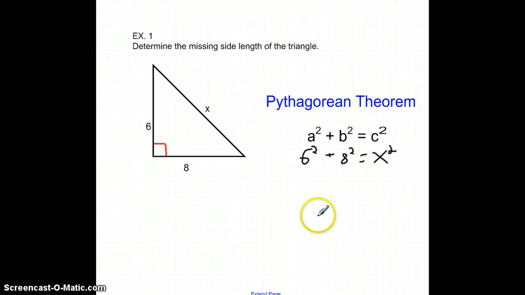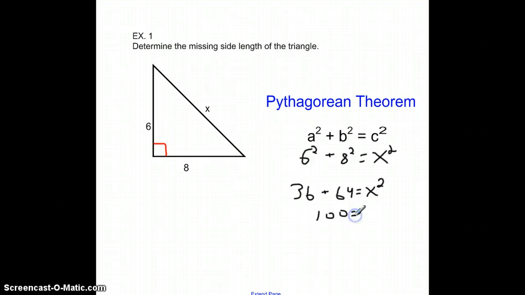All right, and here we just go through and do our math. 6 squared we know is 36, plus 8 squared, which we know is 64. Okay, so that's still going to equal x squared. We bring that down. 36 and 64, well, that's 100.